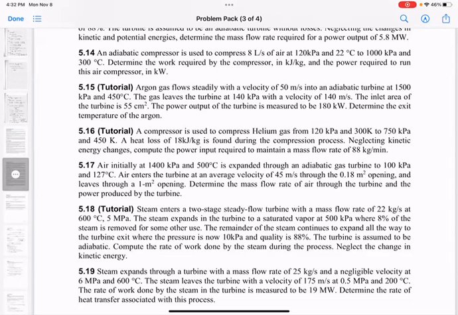All right, next we're going to do 5.15. So argon gas flows steadily with a velocity of 50 meters per second into an adiabatic turbine at 1500 kilopascals and 450 degrees Celsius. The gas leaves the turbine at 140 kilopascals with a velocity of 140 meters per second. The inlet area of this turbine is 55 centimeters squared. The power output of the turbine is 180 kilowatts. Determine the exit temperature of the argon.